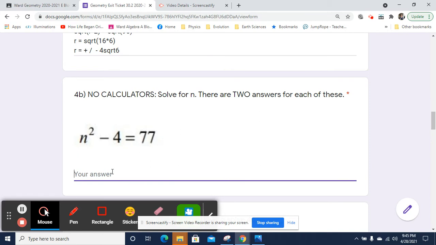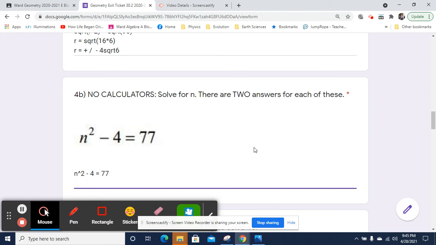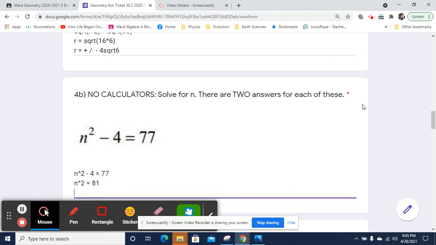Now let's take a look at this one. We've got n squared minus 4 equals 77, and we want to figure out what n is. If we want to get the square root of both sides, it will be helpful to separate n squared from this negative 4, so we can isolate the n squared. To do that, I'm going to add 4 to both sides. So n squared will now become 4 plus 77, which is 81, and that's very convenient for us because 81 is a perfect square.